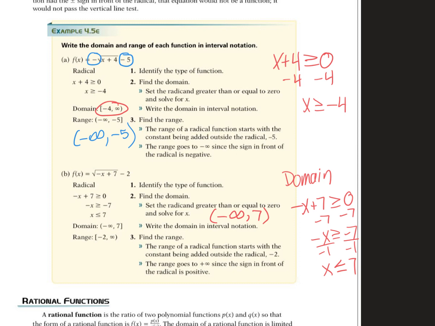If you end up having to flip it, if it's less than, it's -infinity. If it's greater than, it's positive. But how do you know to flip it? Because I'm dividing by a -1. Anytime you divide by a negative, you flip the inequality sign. Gotcha. And then the range, we're looking at this 2 right here. Since there's not a negative in front, it's just -2 to infinity.